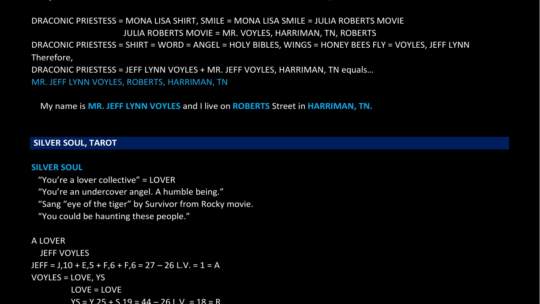Draconic Priestess, Mona Lisa shirt, smile equals Mona Lisa smile equals Julia Roberts movie. Julia Roberts movie translates to Mr. Jeff Voiles, Harriman, Tennessee, Roberts. Therefore, Draconic Priestess equals Mr. Jeff Lynn Voiles, Roberts, Harriman, Tennessee. My name is Mr. Jeff Lynn Voiles, and I live on Robert Street in Harriman, Tennessee, and I subscribe to a YouTuber named Draconic Priestess, who in turn translates to Mr. Jeff Lynn Voiles, Roberts, Harriman, Tennessee.